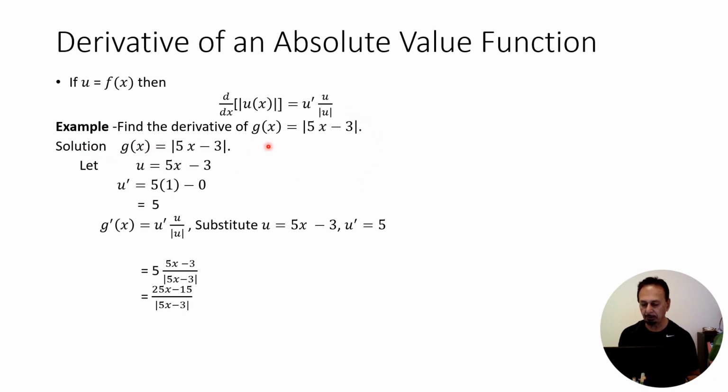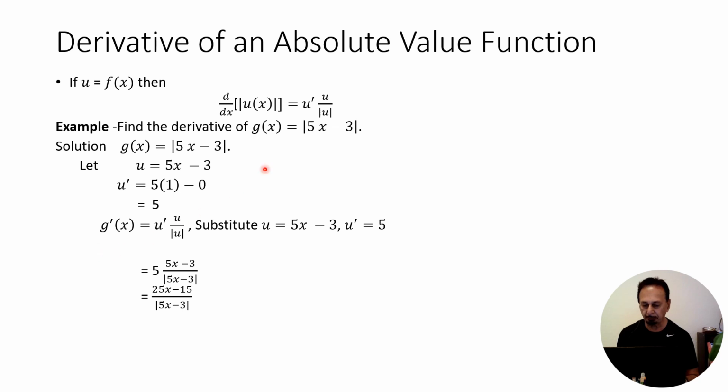Find the derivative of g of x equals the absolute value of 5x minus 3. So let's start with g of x equal to the absolute value of 5x minus 3. Let u equal 5x minus 3. Let's find u prime, which is equal to 5 times the derivative of x, which is 1, minus the derivative of 3, which is 0. Simplified, it gives you 5. So u prime equals 5.